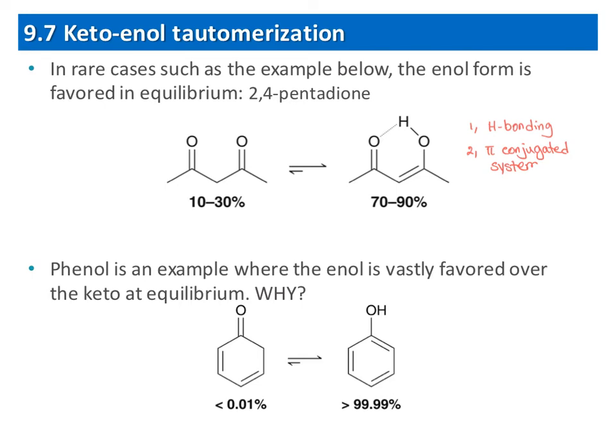Another example is phenol, because upon formation of phenol, we form a pi conjugated system in a ring, and we are also forming an aromatic compound. There is a lot of stability in aromatic compounds. You are going to learn about this type of compound in organic chemistry too, but for now, know that the reason phenol is very stable is because of aromaticity and formation of a pi conjugated system in a ring.